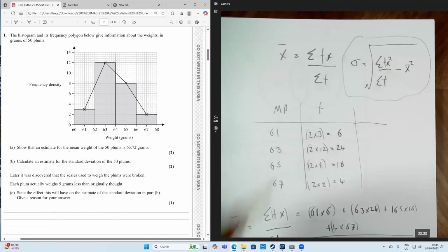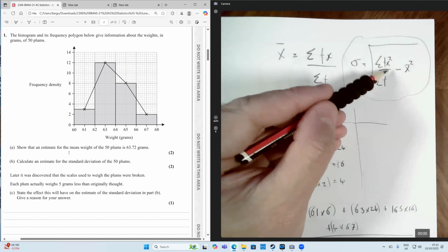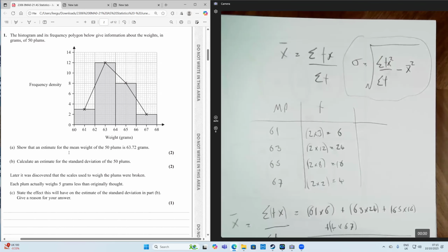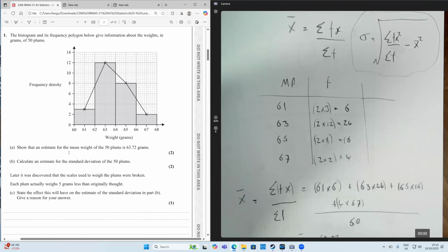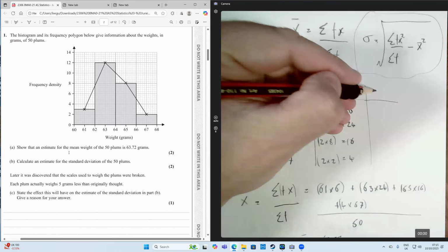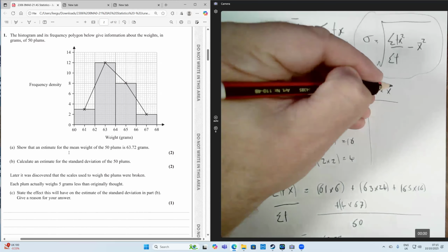In other words, we've got sigma fx squared over sigma f minus x bar squared. So we need now to calculate what is f times by x squared.